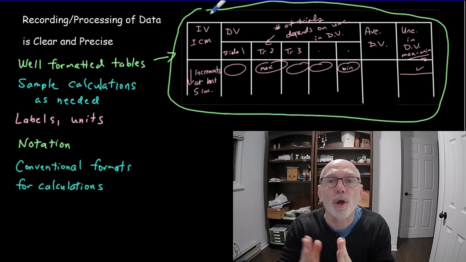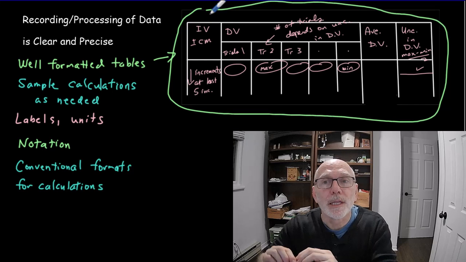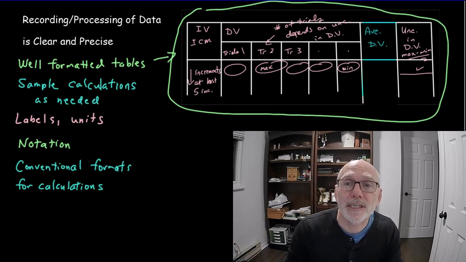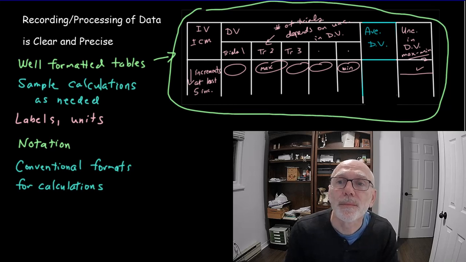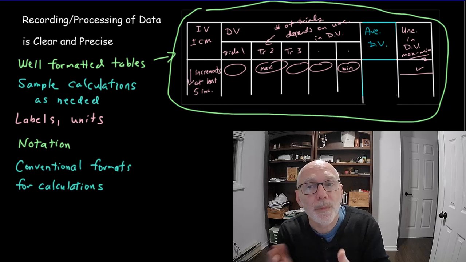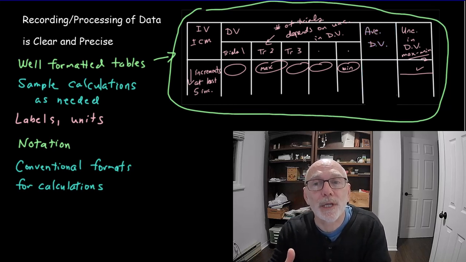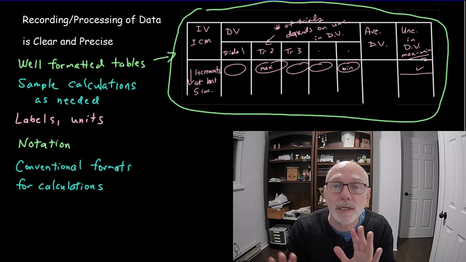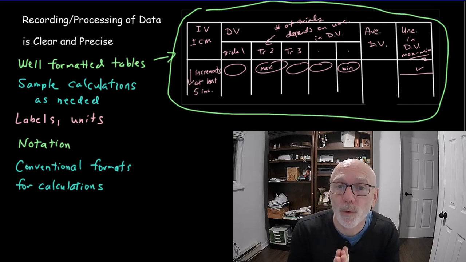Your trials can go across the page. The average of each trial can go in that second last column. And then in the final column, you can calculate the range divided by 2. You calculate the uncertainty as the maximum value across those trials minus the minimum value over 2. So that's a really effective, organized way to present your raw data.